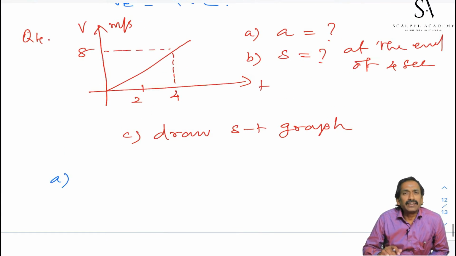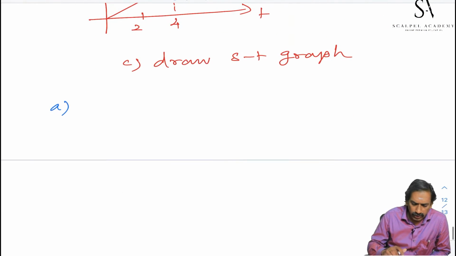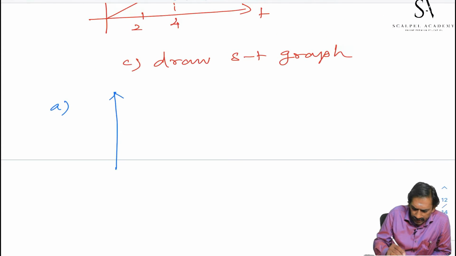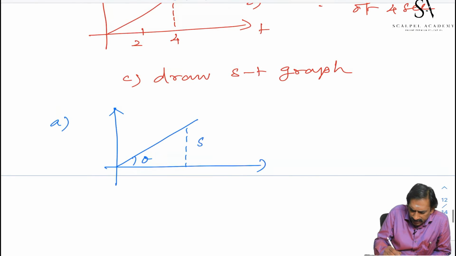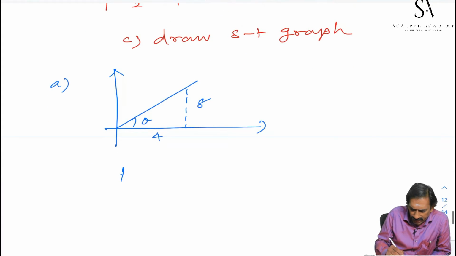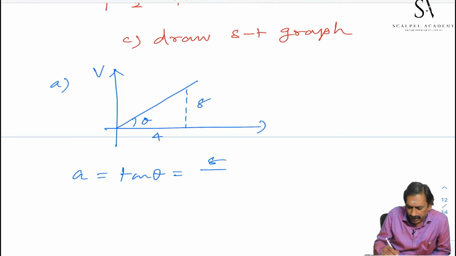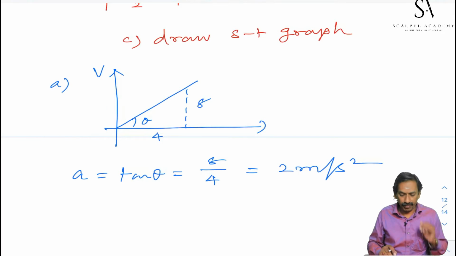What is acceleration? VT graph slope gives acceleration. Look at the VT graph. Let it make an angle theta. This height is 8 units, this base 4 units. Therefore, tan theta, the slope of the VT graph, is acceleration. Acceleration is equal to tan theta, which is opposite side by adjacent side, that is equal to 2 meter per second square. This is one way.